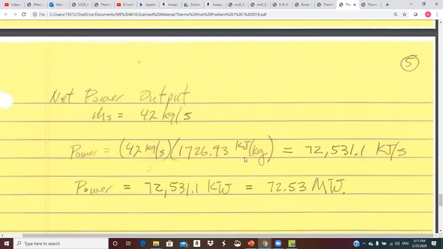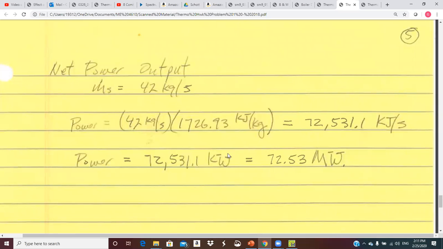Net power output. So we've got 42 kilograms a second, and this is the net power in kilojoules per kilogram. So that's 72,531 kilojoules per second, and a kilojoule per second is a kW. So it's 72.53 megawatts. Okay, everybody good?